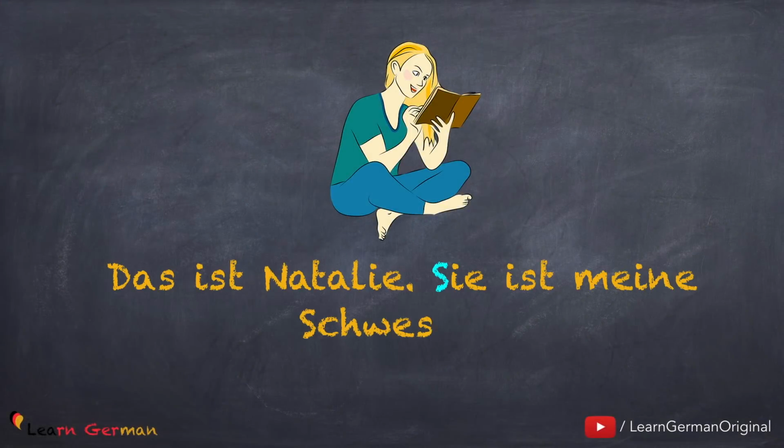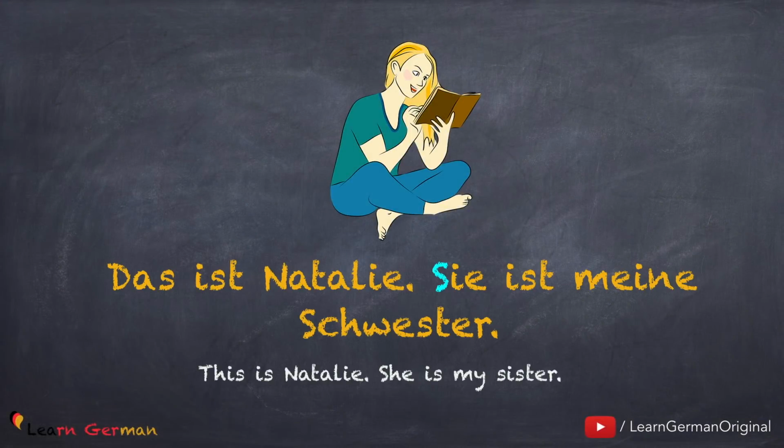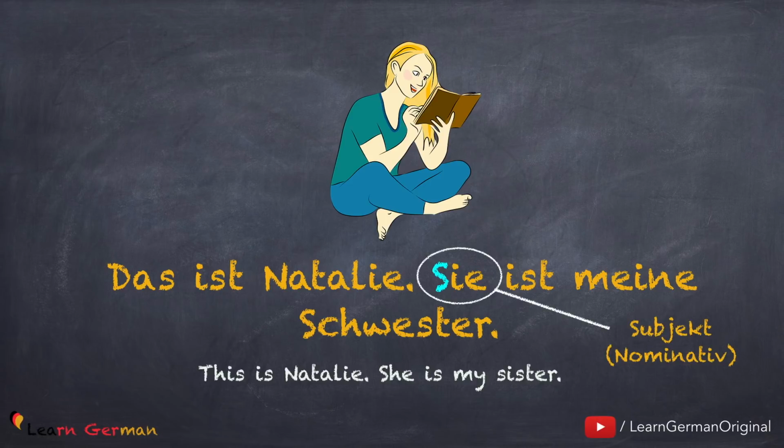Here's another example. Das ist Nathalie. Sie ist meine Schwester. In this case also, sie is the nominative subject. But since it's at the beginning of a sentence, you will use Sie with a capital S.